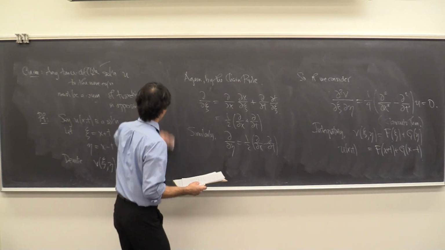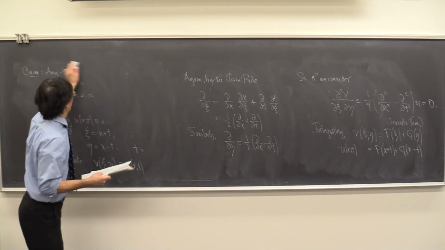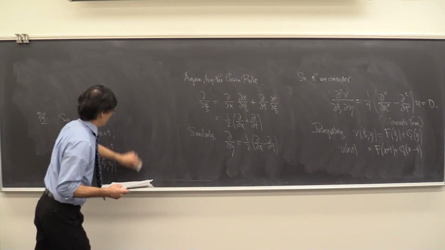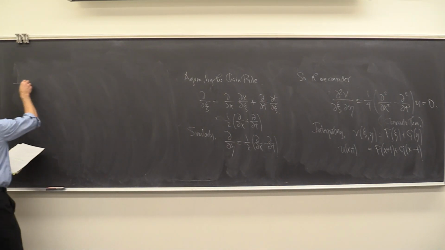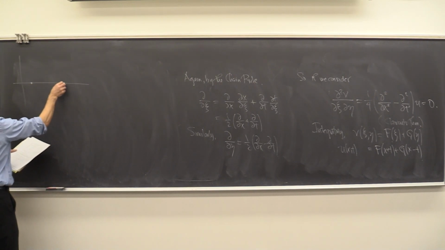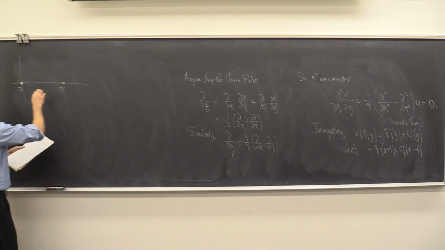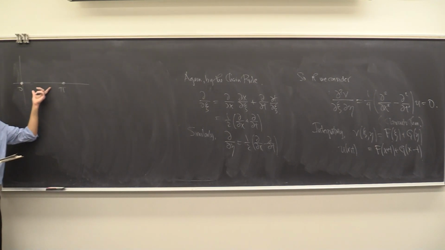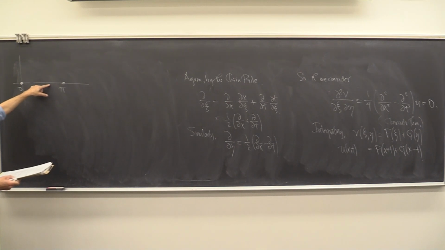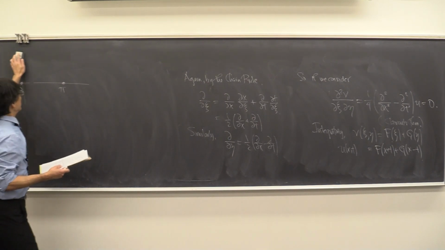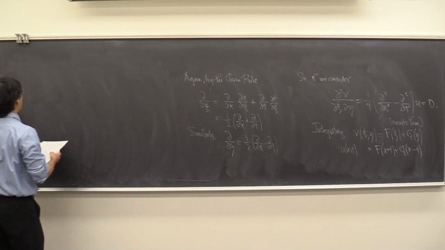Okay, great. So now we want to go back to the thing that we were interested in the first place, which was the string that is fixed. So here's 0 and here's pi. The string that is fixed at the endpoints, right? So the values are 0 here and here. Okay. So what we do is we take that and we extend it to the entire line.